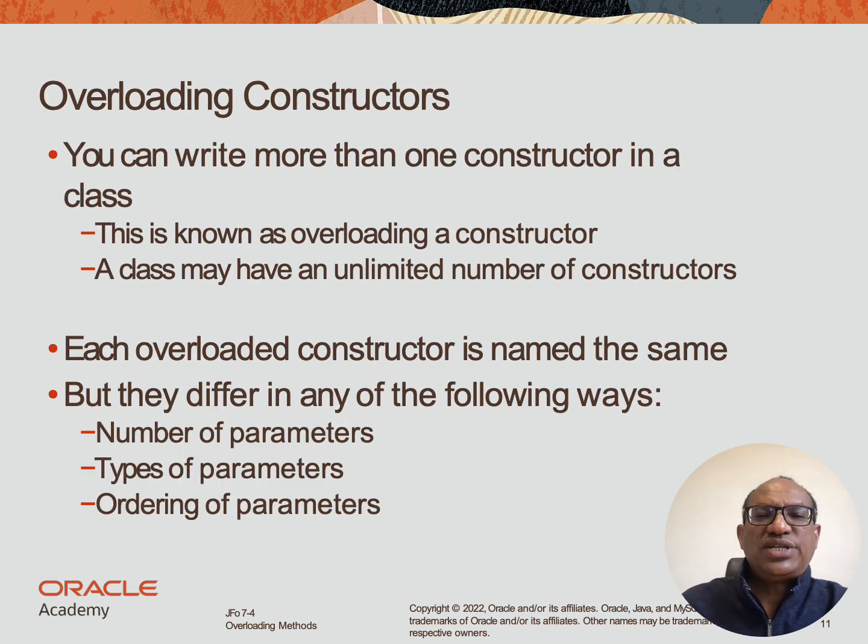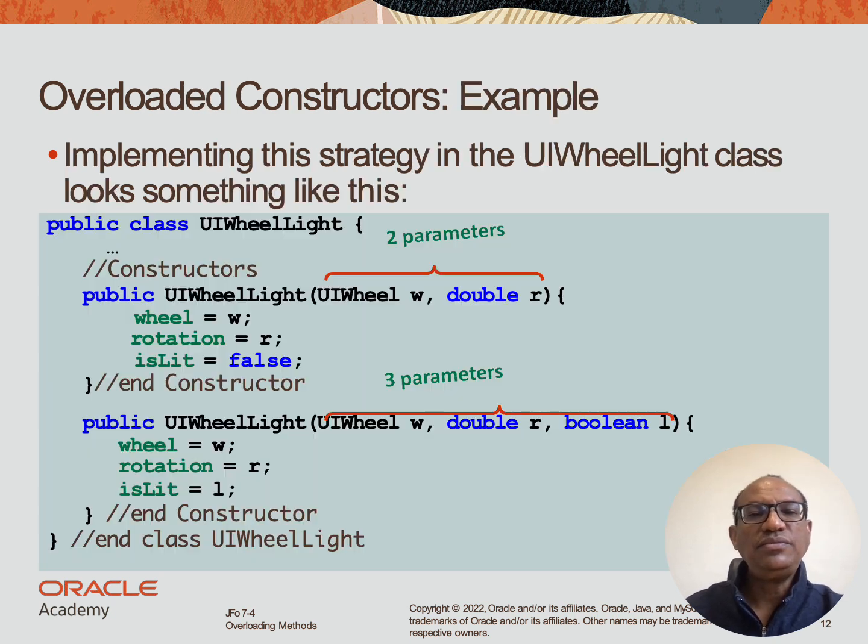That's where overloading constructors come in. We write another version of the constructor, one that doesn't take that third argument, but assumes false by default. So now our class has 2 constructors. Same name, different parameters. This is overloading.